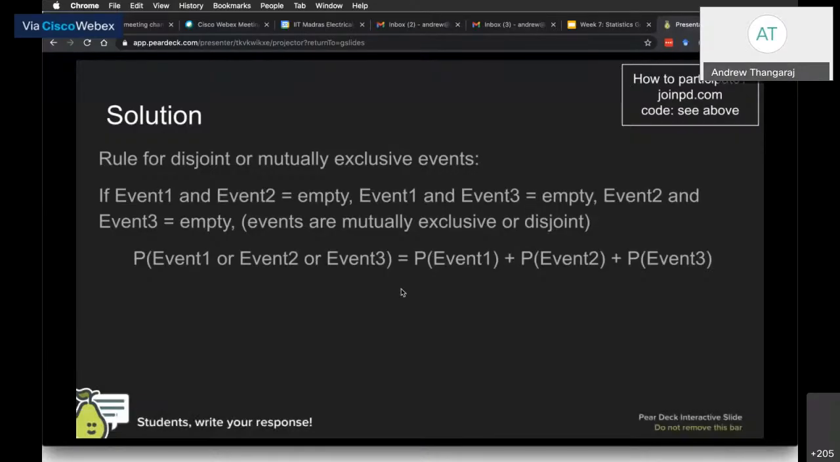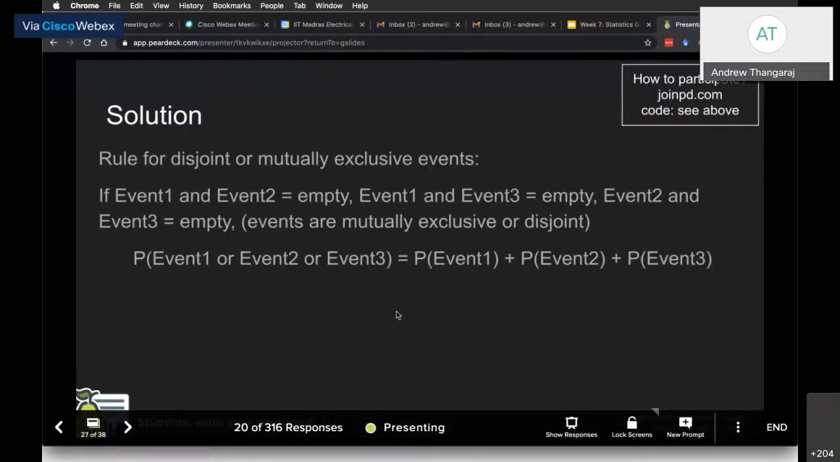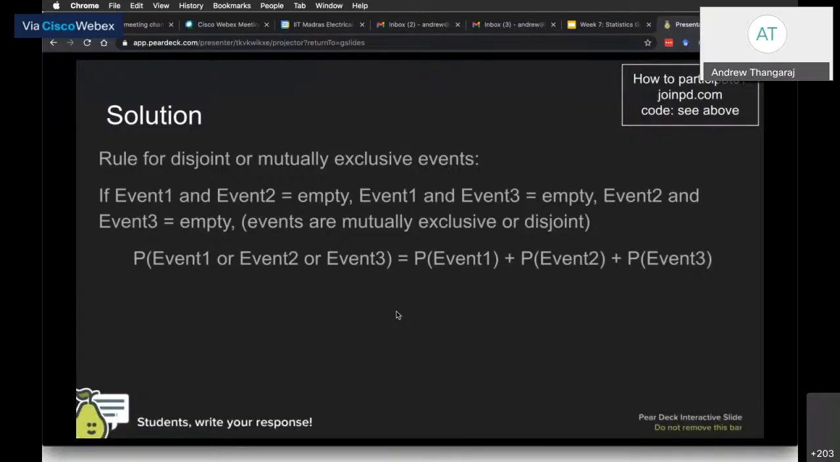Now there is an answer box in this slide. I want people to answer this question: what if they are not mutually exclusive? How will you handle the OR of 3 events when they are not mutually exclusive? Can you type in your response in the response box in this window? I want you to type in a response for how will you handle it, don't put it in the chat box on WebEx.